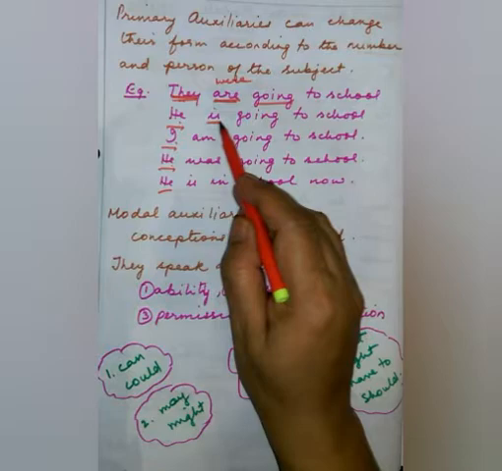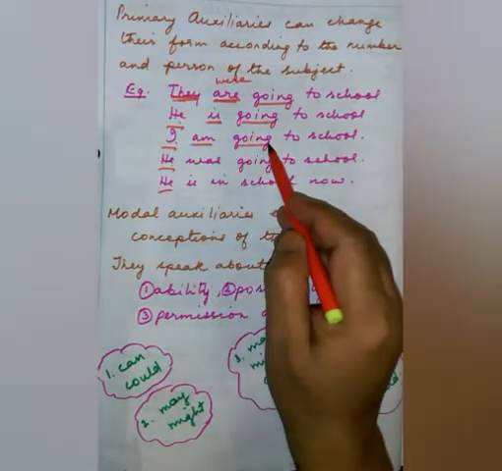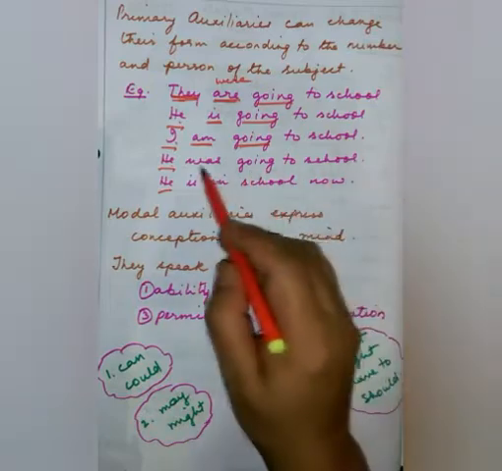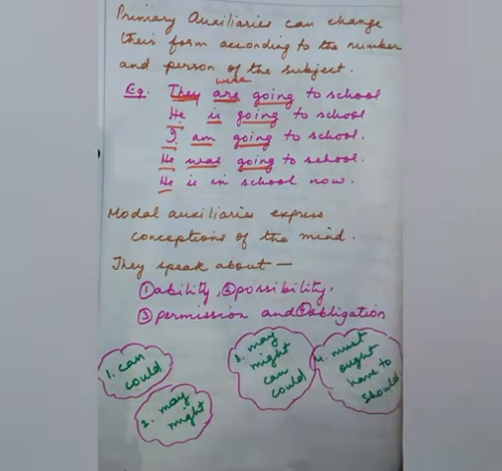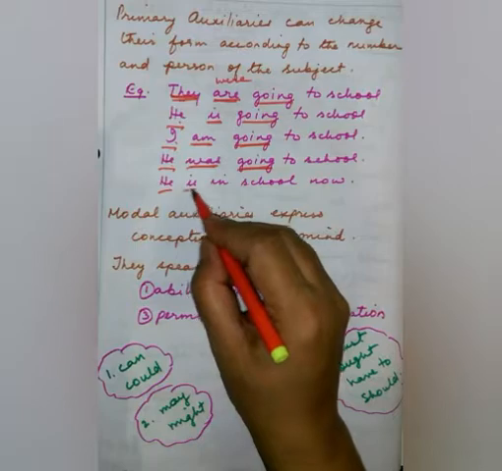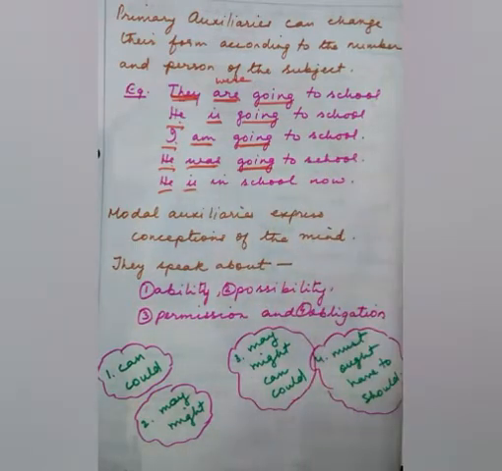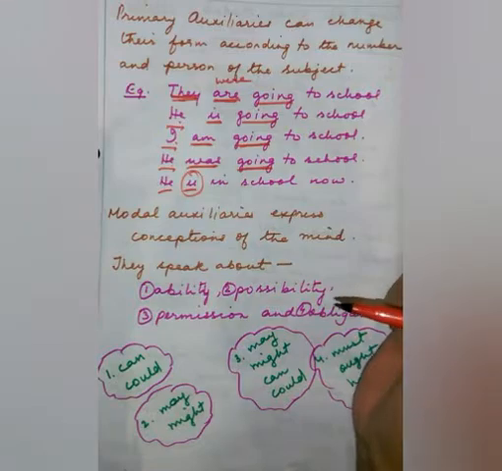He is going to school. I am going to school. He was going to school. Auxiliary, and this is main. He is in school now. Did you understand this? He is in school. Now here we have only the auxiliary verb. There is no other main verb. So is automatically becomes your main verb.